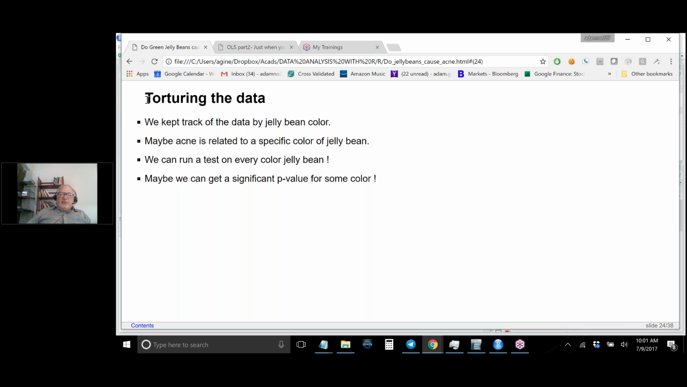So let's torture the data a bit. We kept track of jelly beans by color. So maybe, as the cartoon suggests, acne is only related to eating a specific color of jelly bean. Now we can run a test on every color of jelly bean, and we will get a significant p-value for some color. Okay, so how to do that?